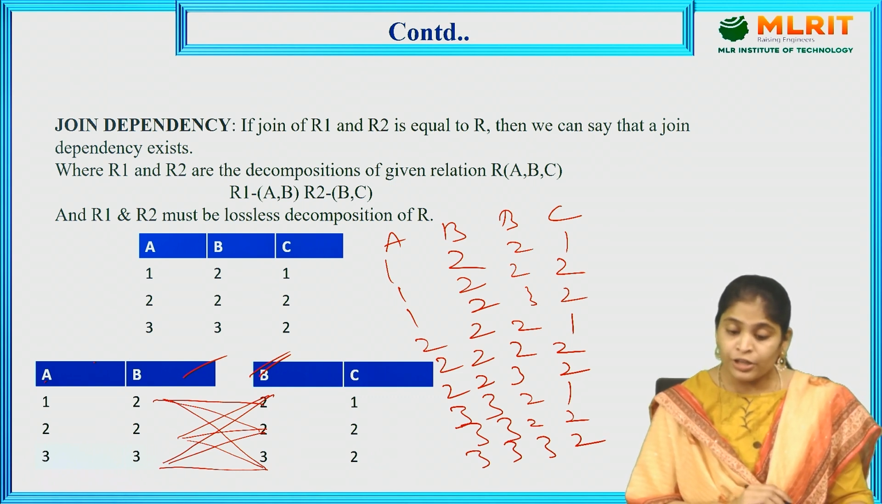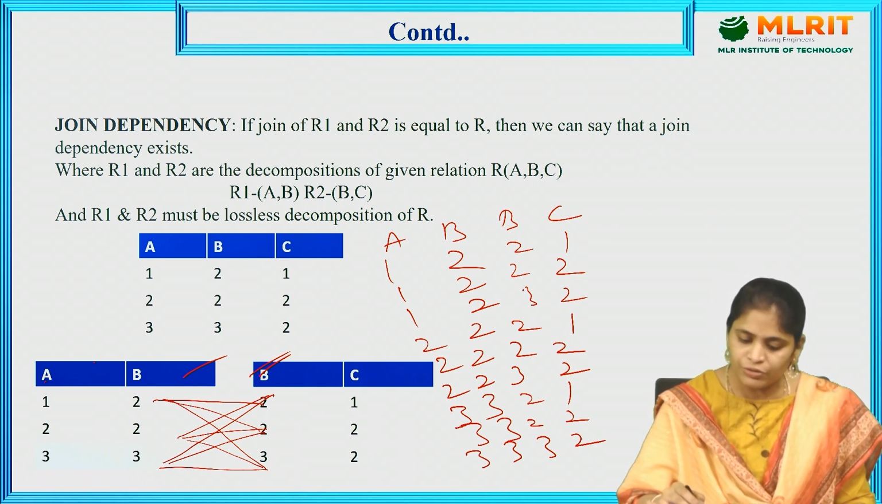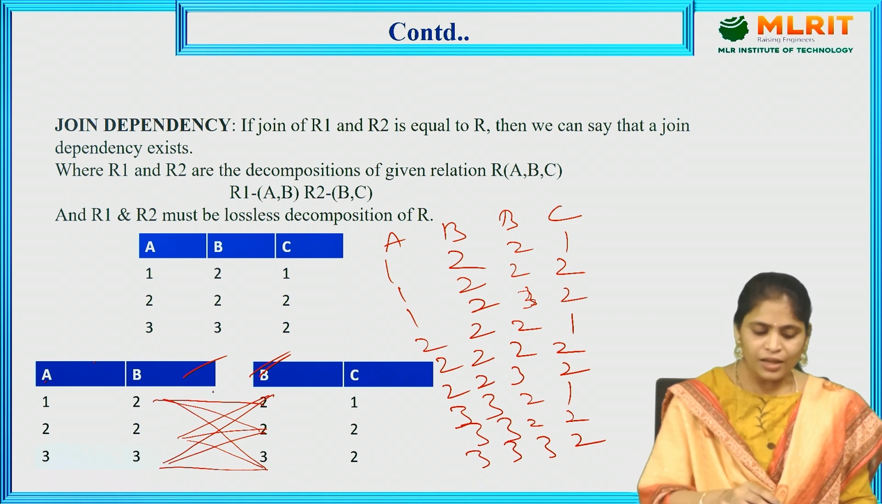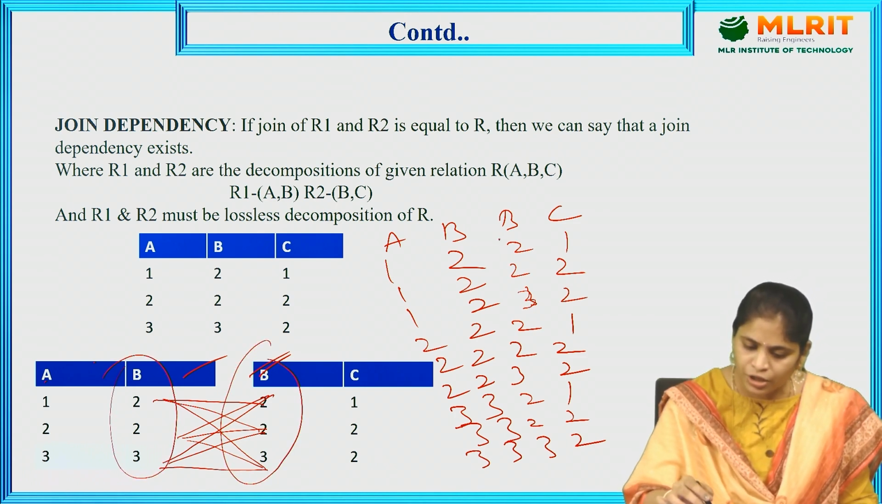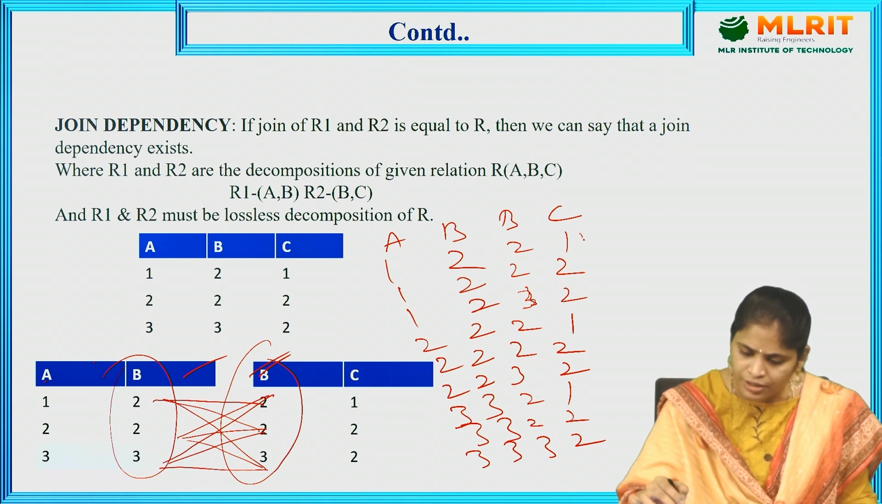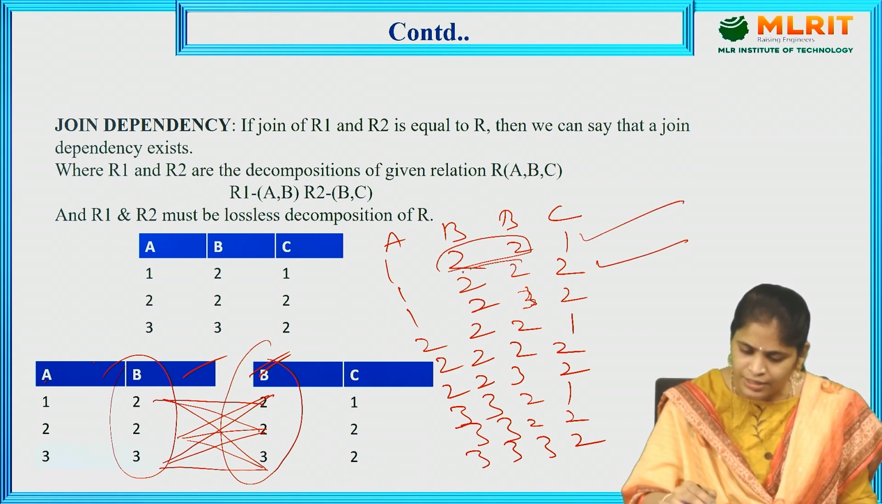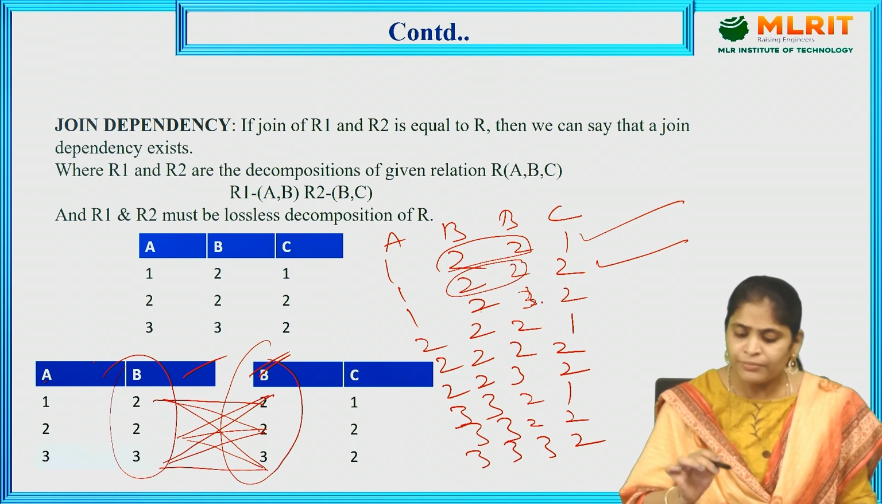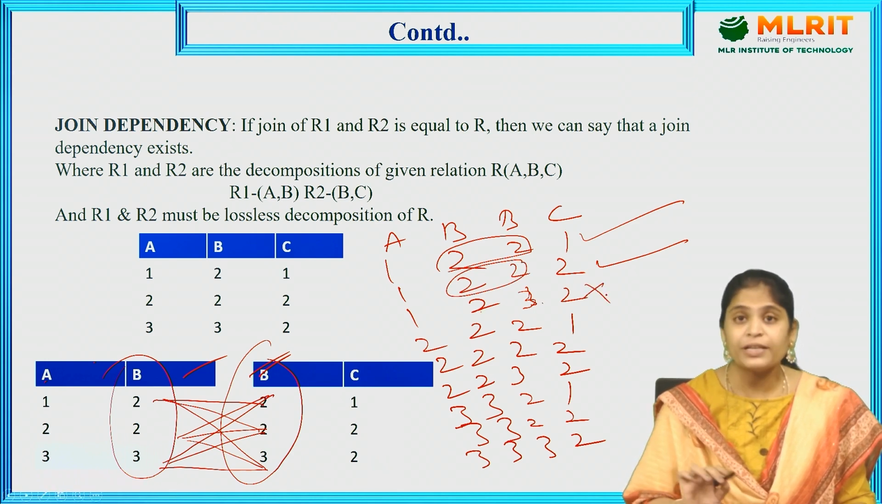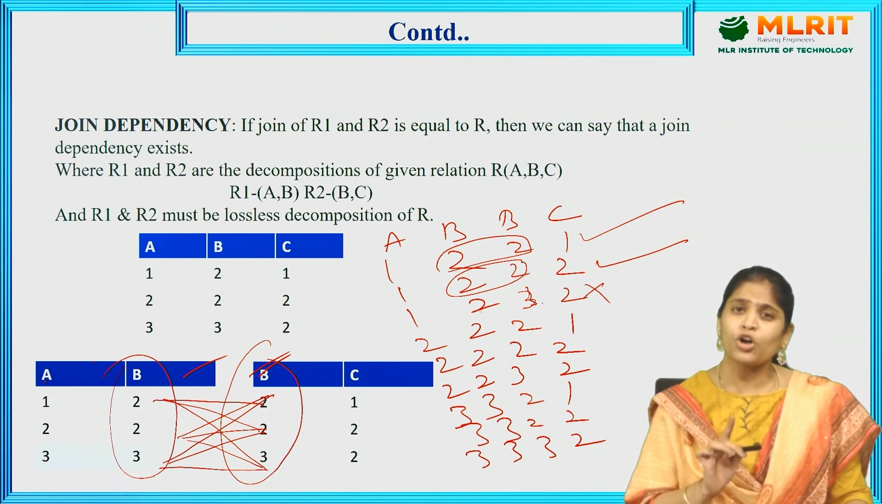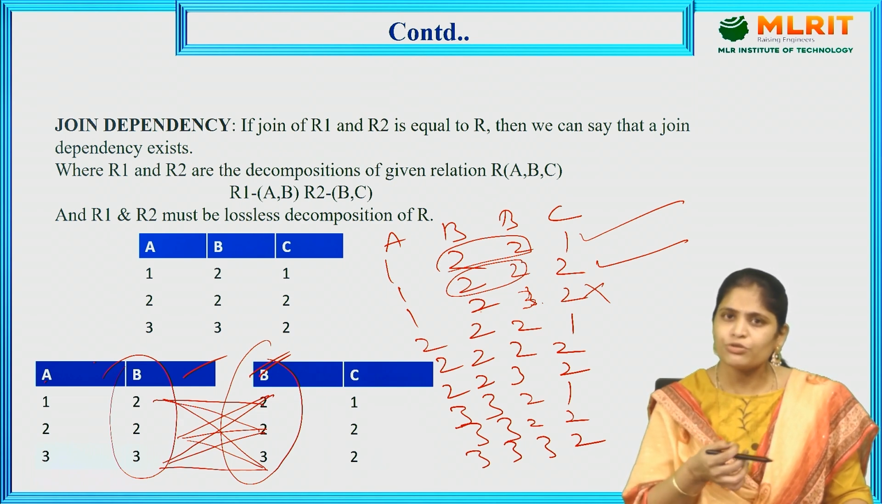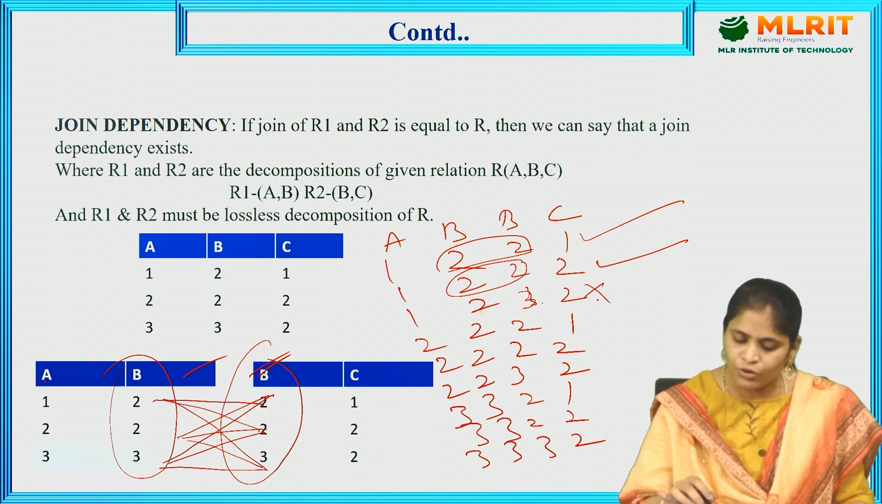Now, we need to check the common column, right? The common column here is B. B and B are the same. So, these are same. Next, 2, 3. These are different. So, this row will be rejected. Clear? Why? Because to do a join operation, based upon the common column only, we need to retrieve the data. So, this row will be rejected.